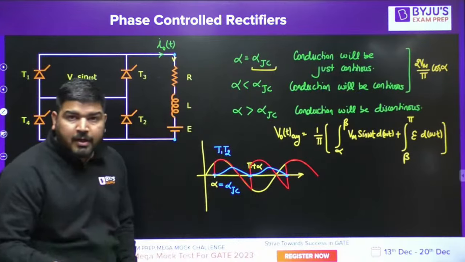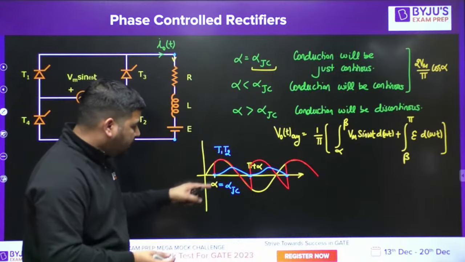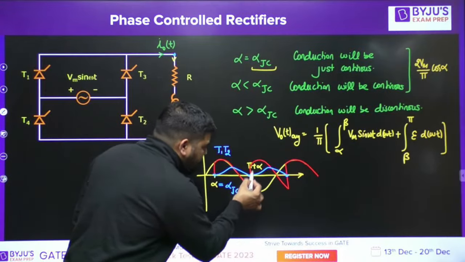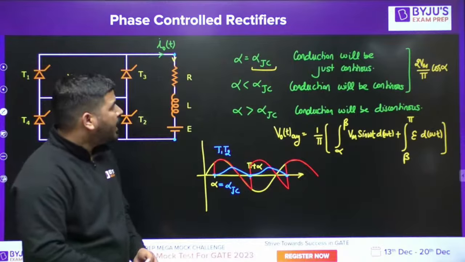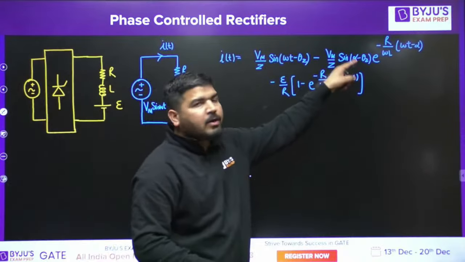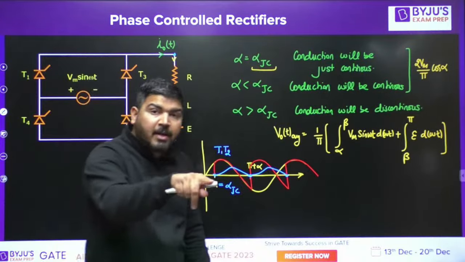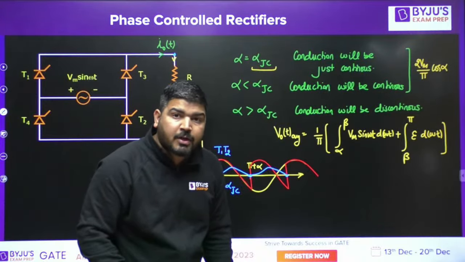Now, for just continuous conduction, if alpha is alpha JC, then the current will again become 0 at pi plus alpha. It means you can put this current equal to 0 and put omega t equal to pi plus alpha. At pi plus alpha, it should again become 0. Then only the current will be just continuous.